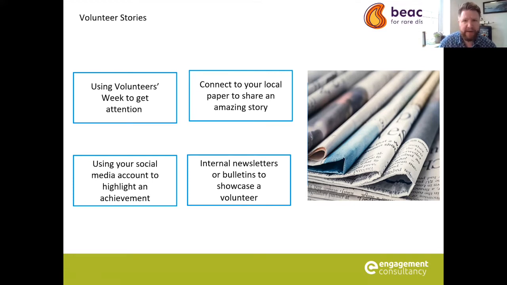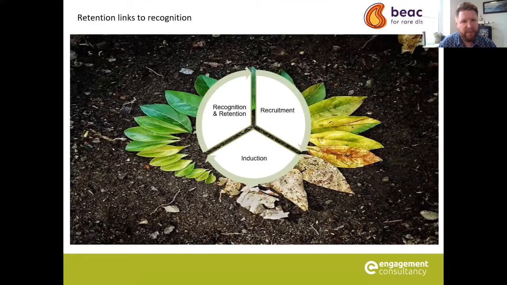And then finally, to sum up again. Retention and recruitment and recognition and induction, they're also interlinked. It's easy to think of them and we can talk about them in isolation, but actually doing one well links to then doing the next thing well, links to doing the next thing well.